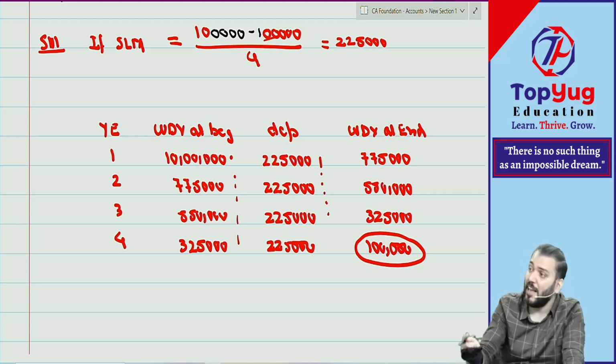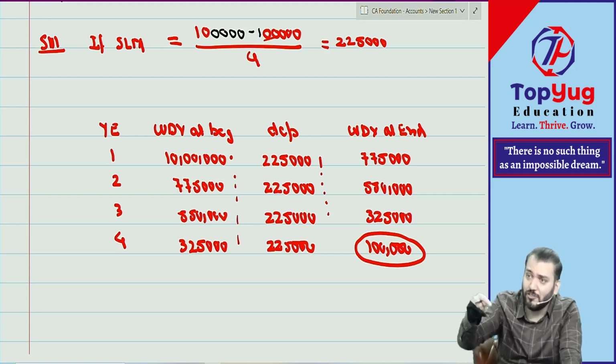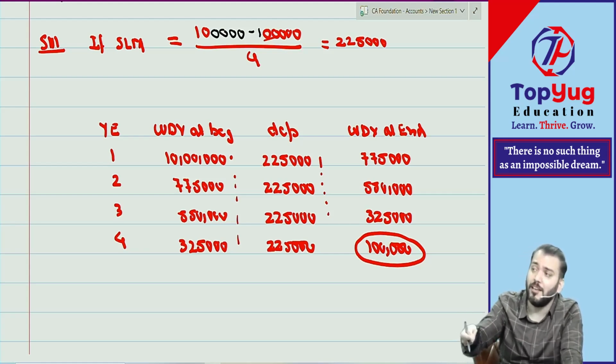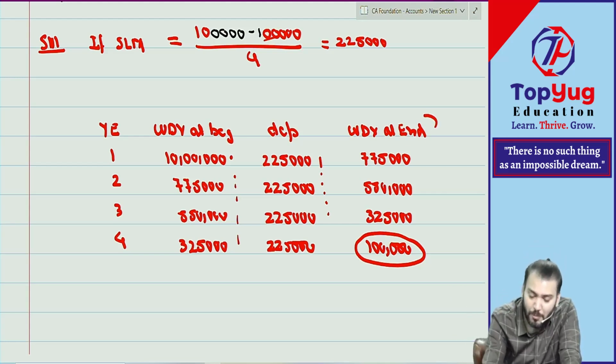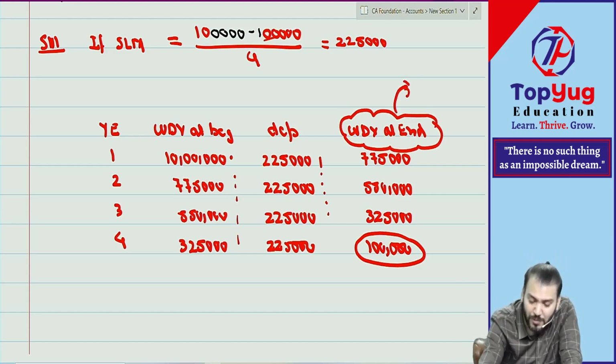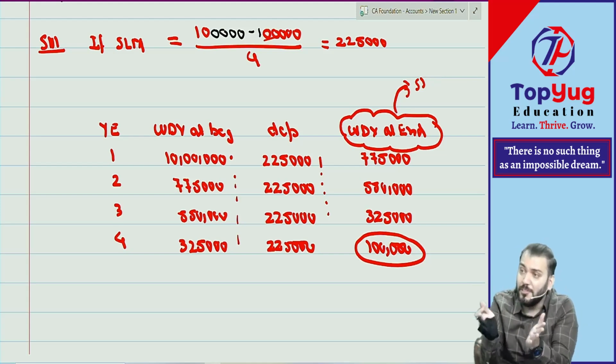So can you see in SLM also we calculate WDB? It is a misconception that WDB will always be calculated only in the RBM method. No, no, no. This WDB is the amount to be shown in the balance sheet. So WDB is not calculated only in RBM. RBM is known as WDB method.